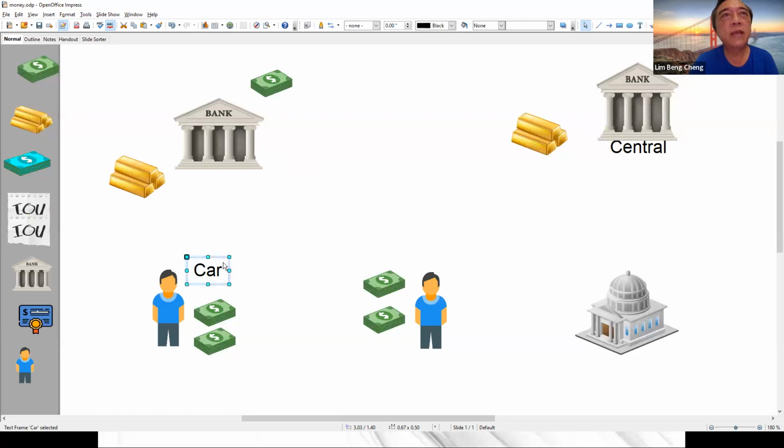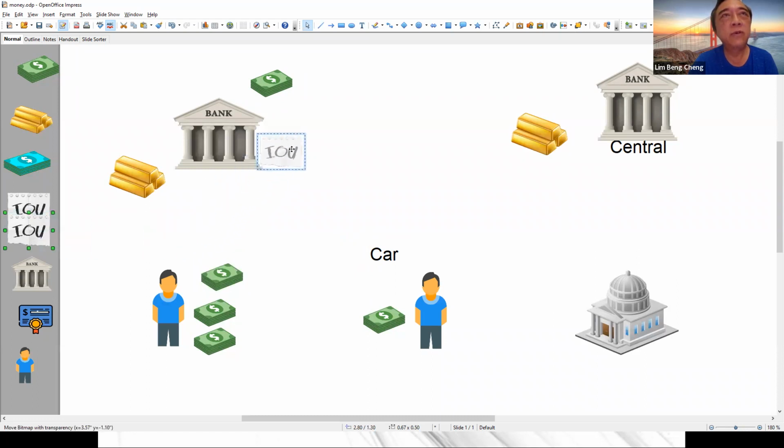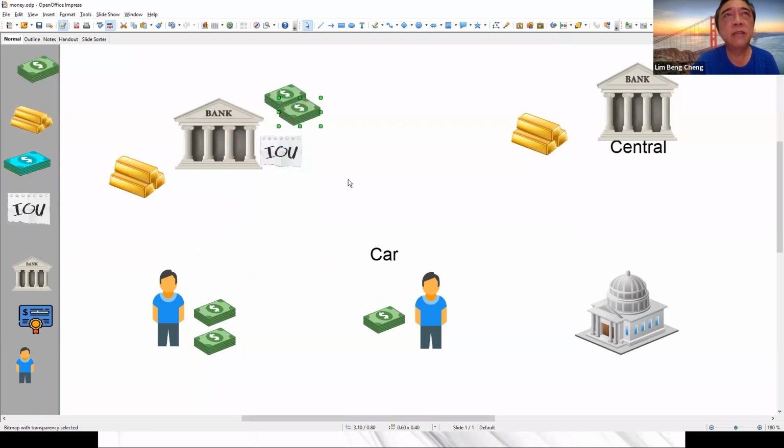Okay, so I want to buy a car, I sell you the car. Then he pays me part of the money, and then he goes to the bank and says, I owe you, I take a loan. The bank gives him a loan. And then with this loan, he pays this person. So now he owns a car. So this person is very rich. Now he's got a lot of money. So what does he do? He deposits it in the bank. After selling the car, he deposits the money in the bank.